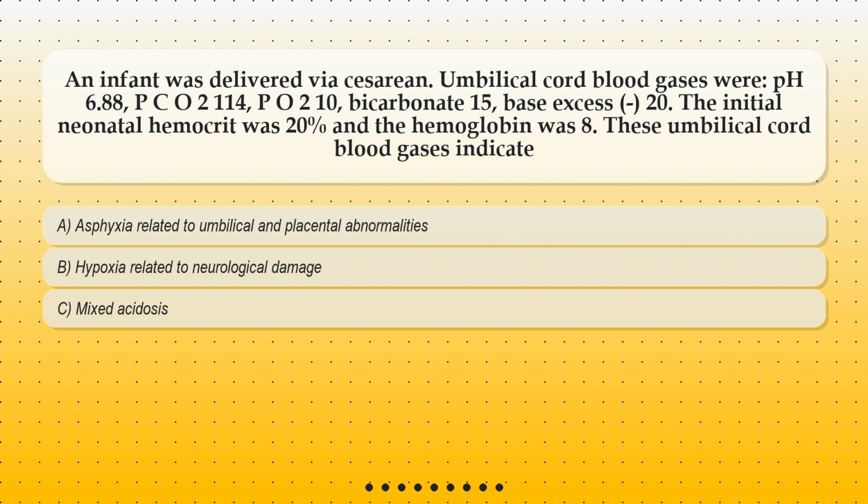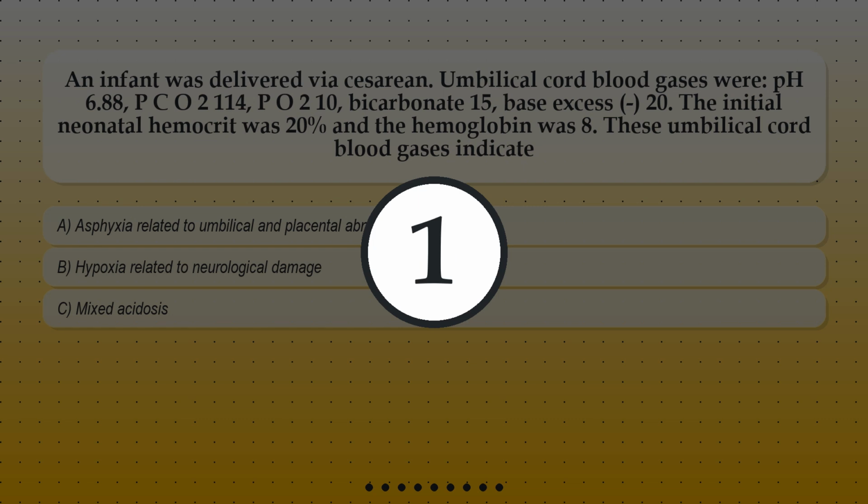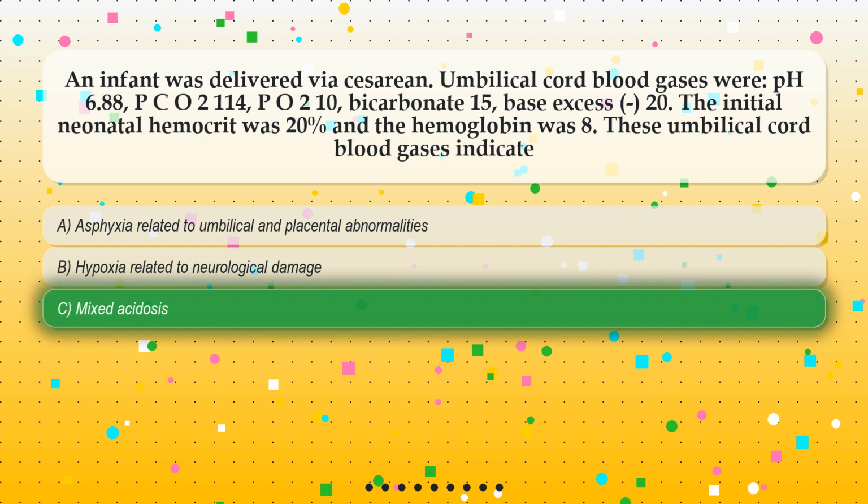Question 9. An infant was delivered via cesarean. Umbilical cord blood gases were pH 6.88, PCO2 114, PO2 10, bicarbonate 15, base excess 20. The initial neonatal hematocrit was 20% and the hemoglobin was 8. These umbilical cord blood gases indicate: Option A, asphyxia related to umbilical and placental abnormalities. Option B, hypoxia related to neurological damage. Option C, mixed acidosis. The correct answer is option C, mixed acidosis.